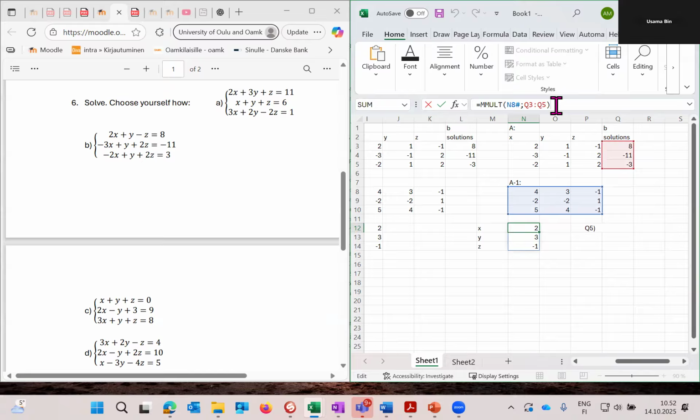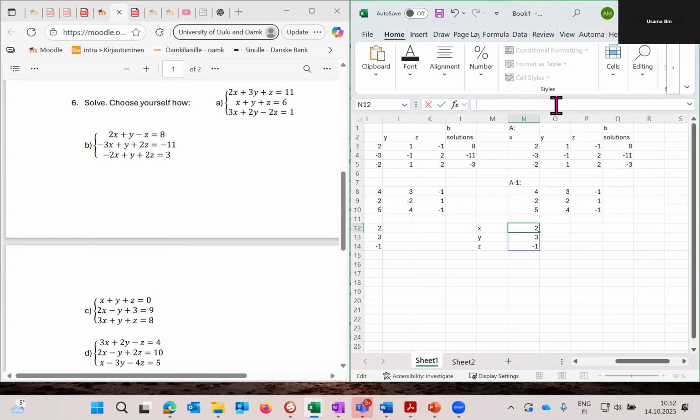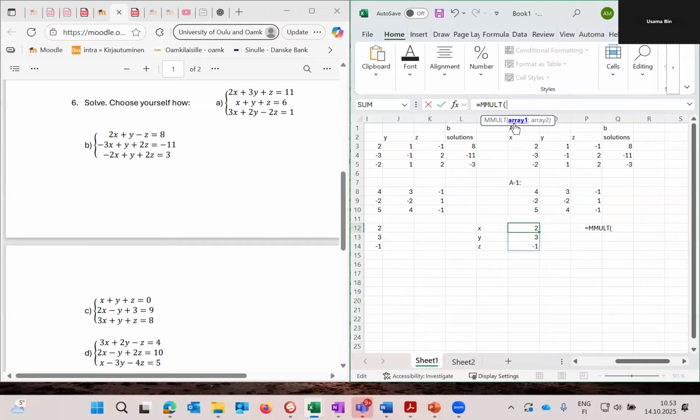So you would pick this. So you write M. First you write this, which is when you are picking a function from the Excel. But you've been doing this maybe in the physics. Yes. Then you want to know which one. So it's M, which is matrix, and then mult. And then you pick this. And then it tells you already that you need 2 arrays there.